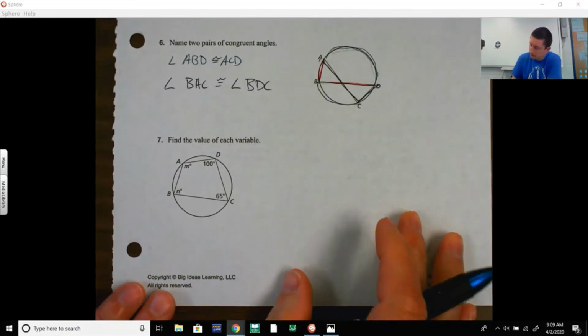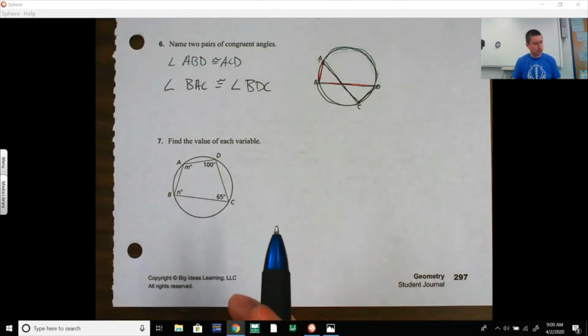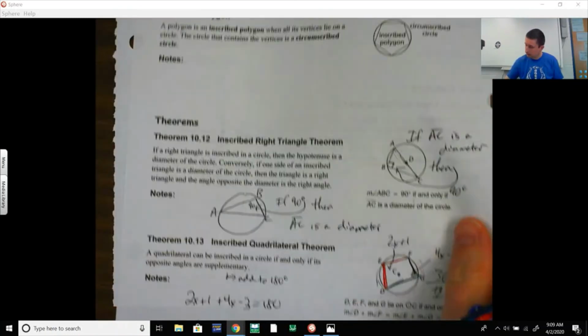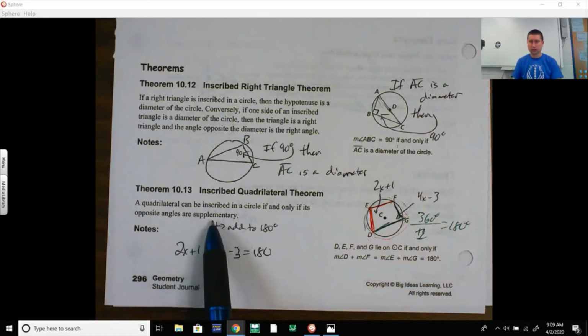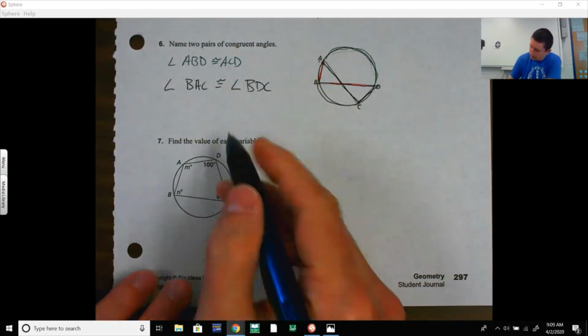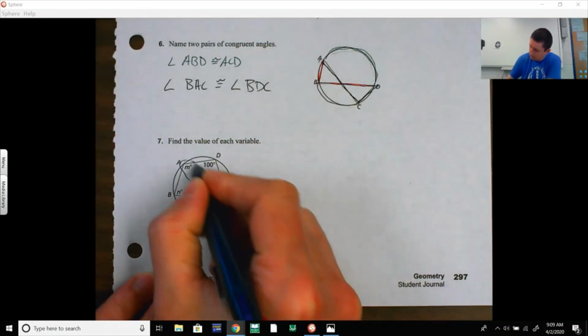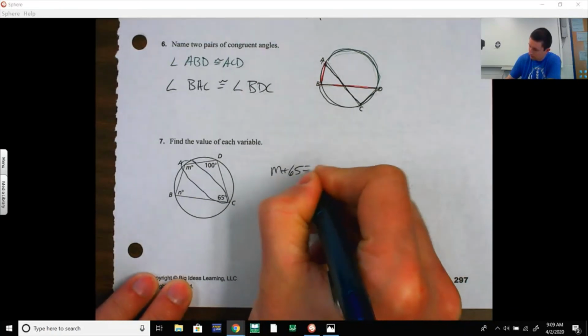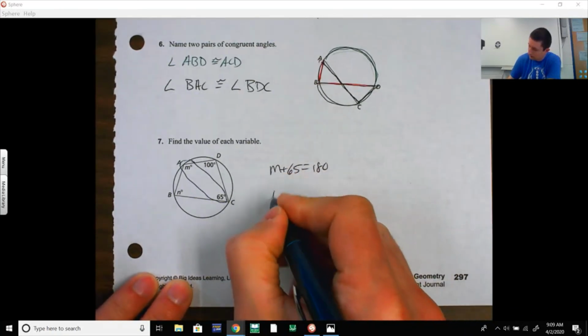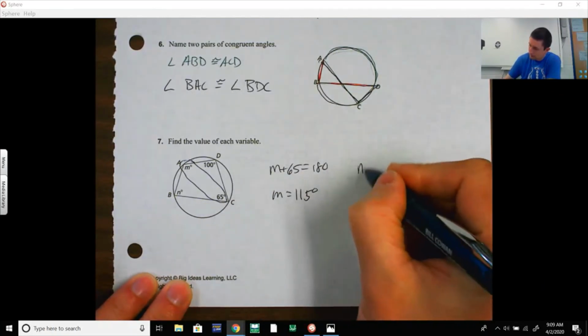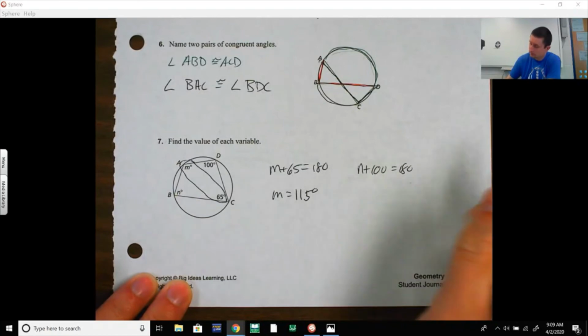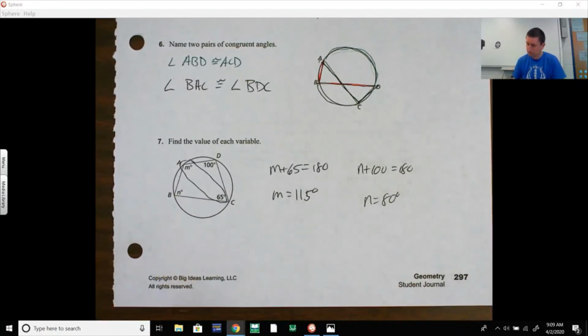Find the value of each variable. This is a quadrilateral inscribed in a circle. So if they're inscribed in a circle, opposite angles are supplementary. So opposite angles have to add up to 180. So opposite angles, M is opposite to 65. So M plus 65 equals 180. Subtract 65, and you get M equals 115. N plus 100 have to equal 180, so N is 80 degrees. Okay, that was it for that practice.